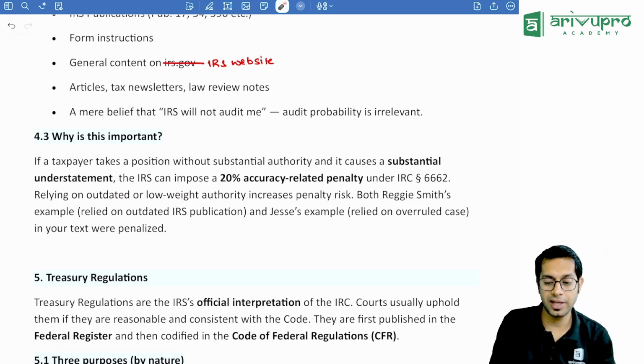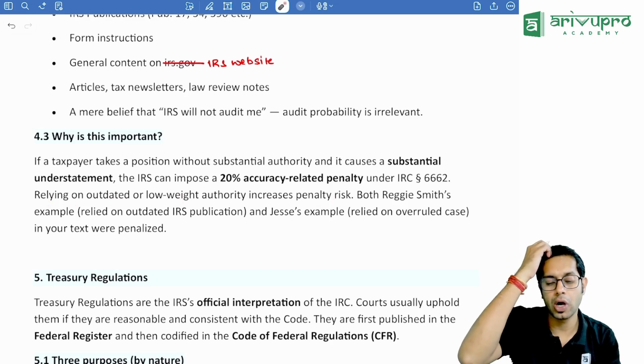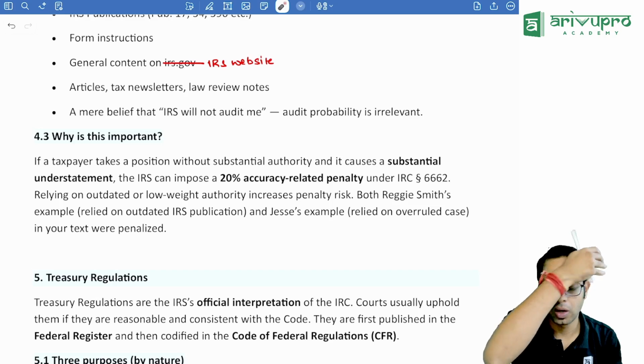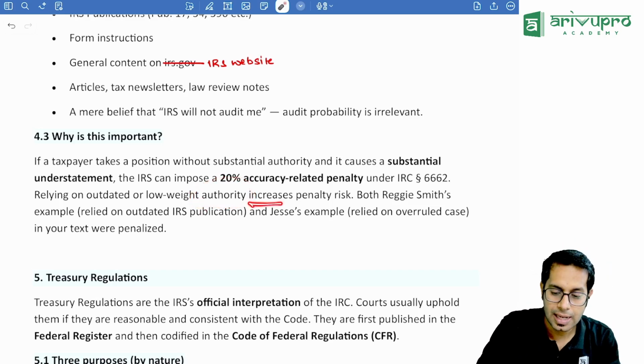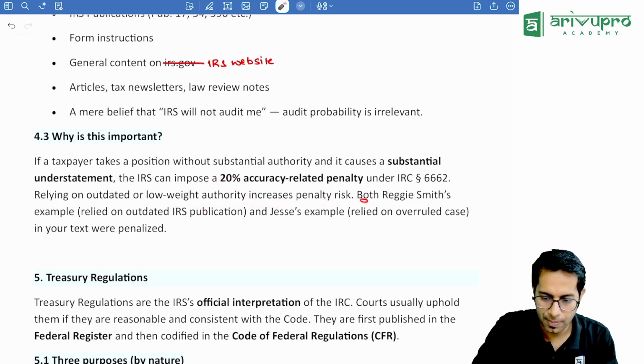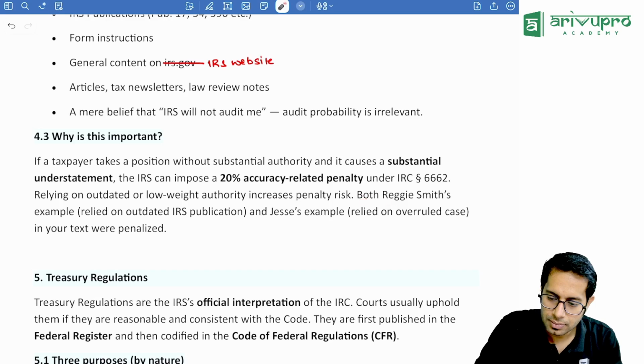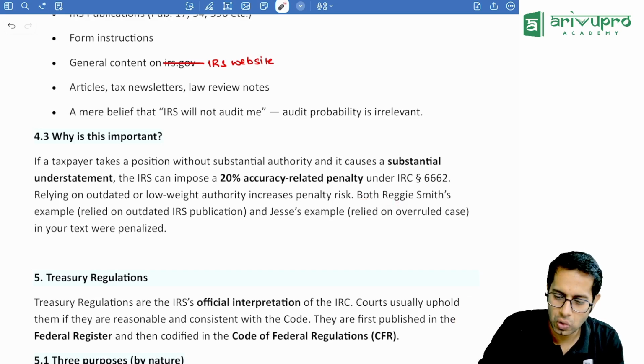Why is it very important, sir? If you are relying on outdated or low weightage authority for a decision, then that will increase the risk of penalty. This is an example which you are going to see in the material. We are going to study from the material.